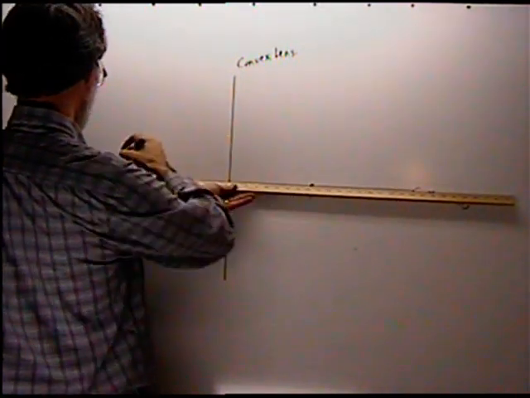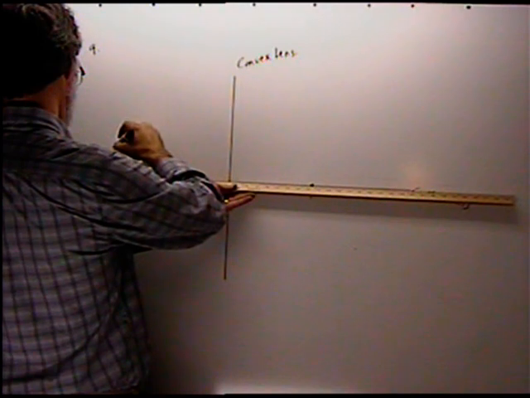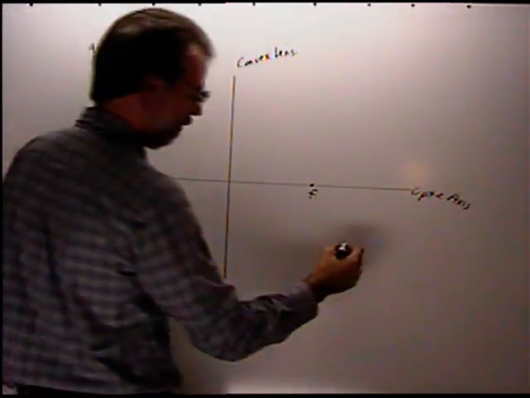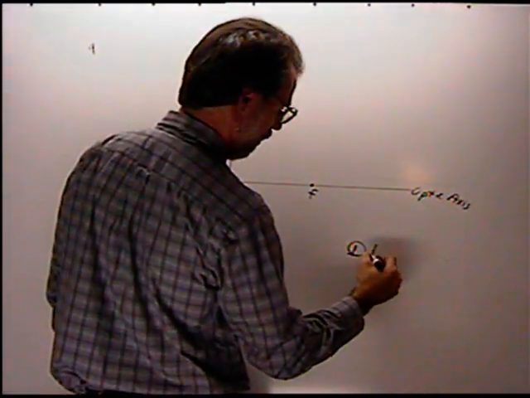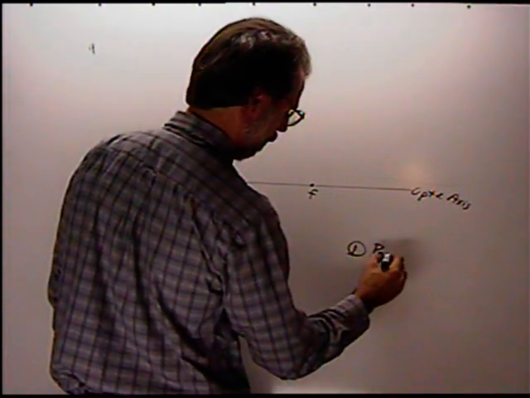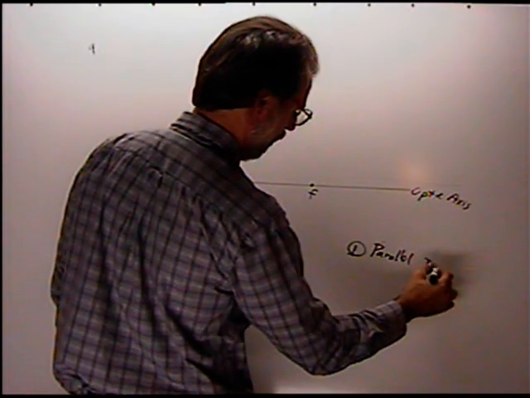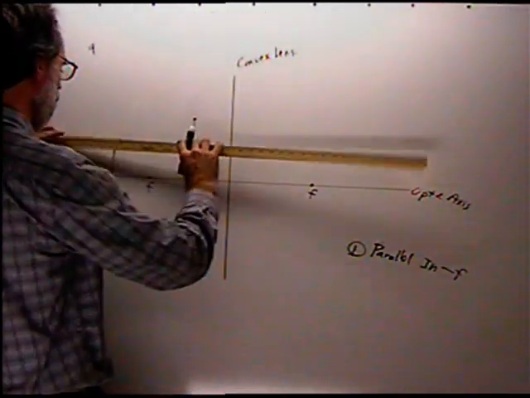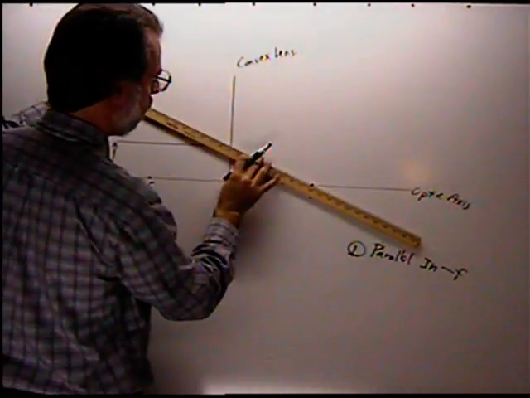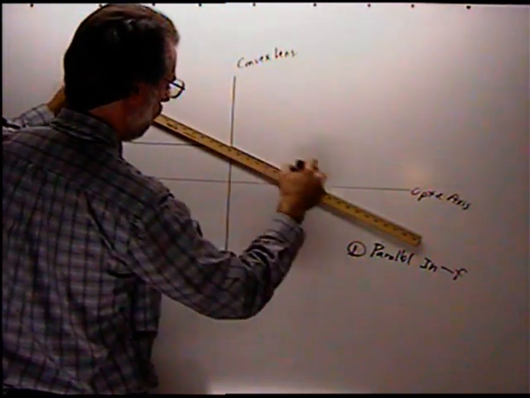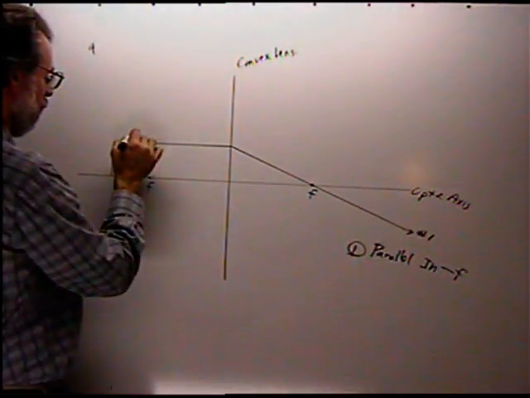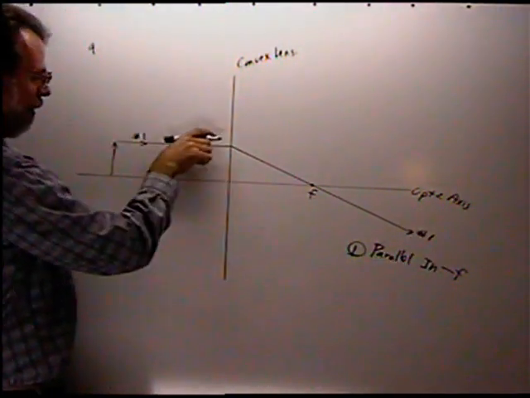Always use your ruler when you do these. Here's your object. The first thing, ray number 1, is parallel in and through the focal point. So we come parallel in, and it goes through the focal point. That's ray number 1. Parallel in, through the focal point.